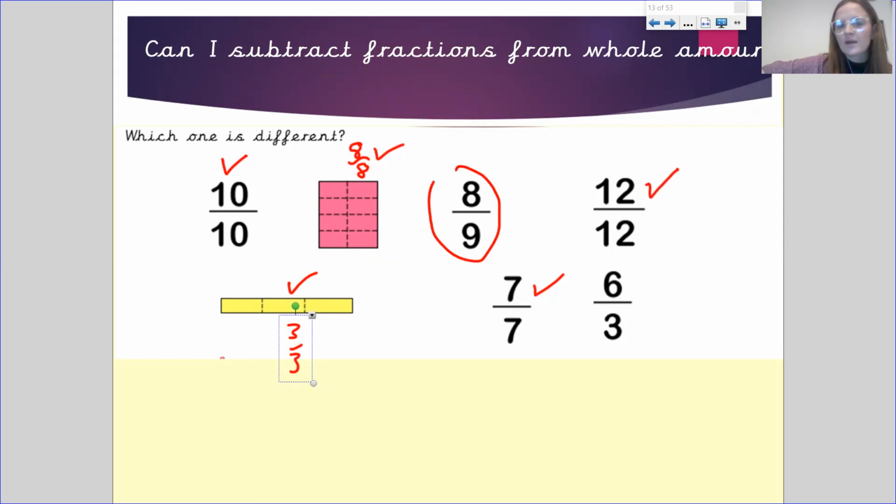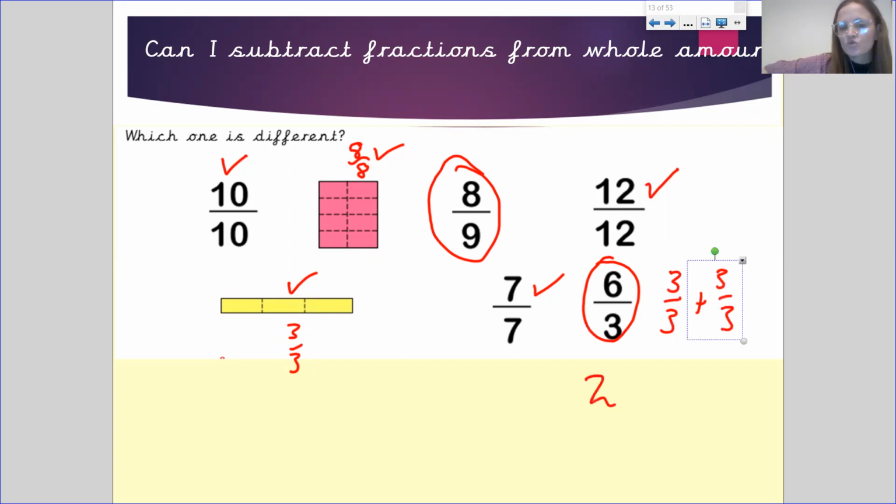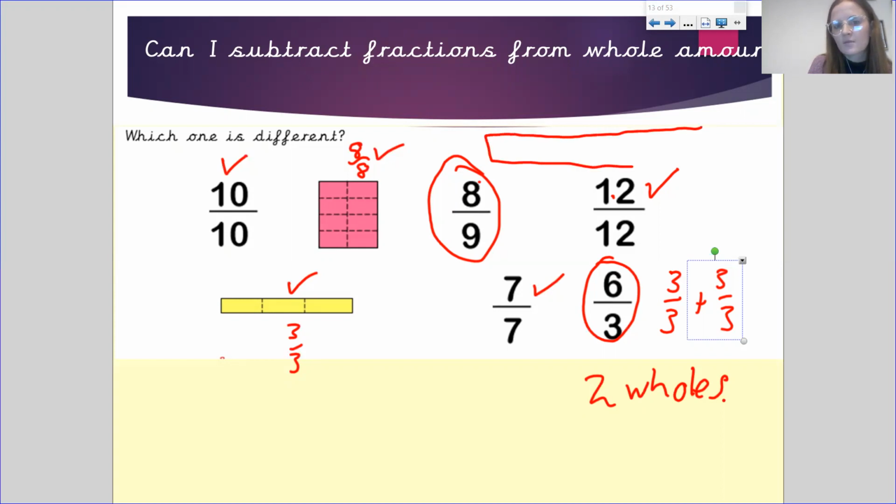Now these two are a little bit different. We've got 8 ninths and 6 thirds. But you know from what we've discussed previously that 6 thirds is the same as 3 over 3 plus 3 over 3, which actually makes 2 wholes. So these ones that we've ticked make 1 whole. This one actually makes 2 wholes. So then we look at this question. This is 8 ninths. So if I had 8 pieces, or 9 pieces, sorry, let me just do it very quickly so we can see.